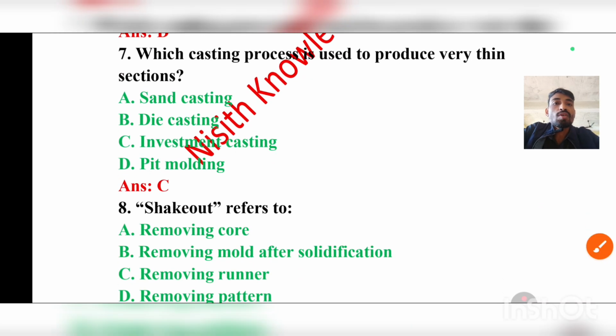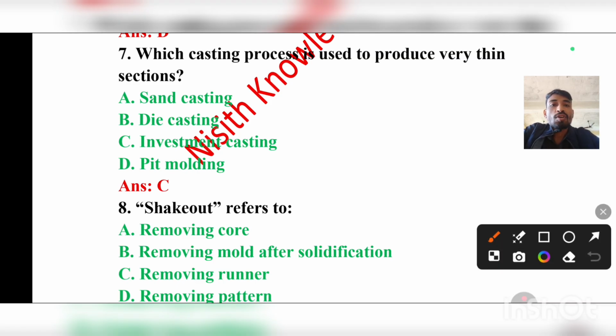Question number 7, which casting process is used to produce very thin section? The options are sand casting, die casting, investment casting or shell molding. The correct answer is investment casting. In case of investment casting, we are using the wax as a pattern material.